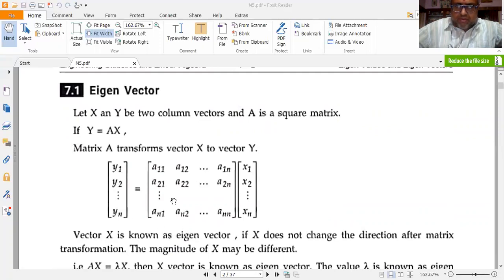Till yn is equal to the square matrix whose elements are a11, a12, a13, etc. till a1n, then a21, a22, a23, etc. till a2n. Then continuing the process downwards, the last row consists of elements an1, an2, an3, etc. till ann. This is multiplied by another column matrix x, that is x1, x2, etc. till xn. Here the column vector Y consists of the elements y1, y2, etc. till yn arranged in a column. The dimension of this column matrix is n cross 1 because it has n rows and only one column.